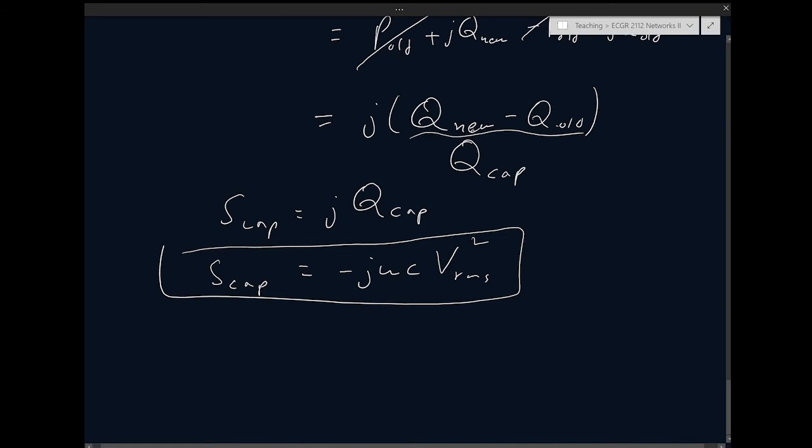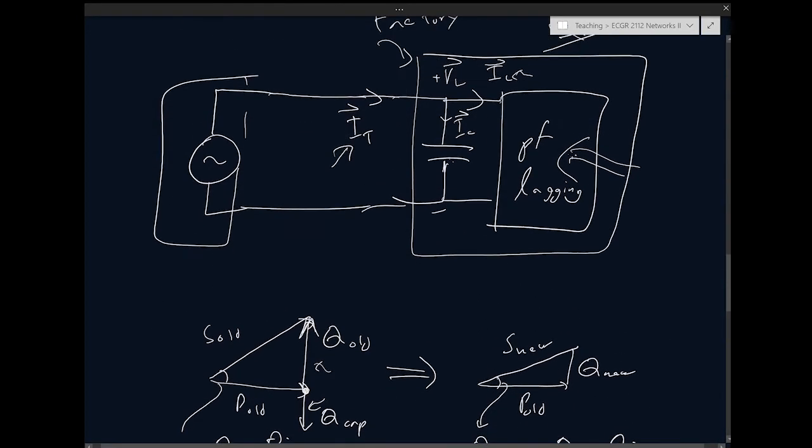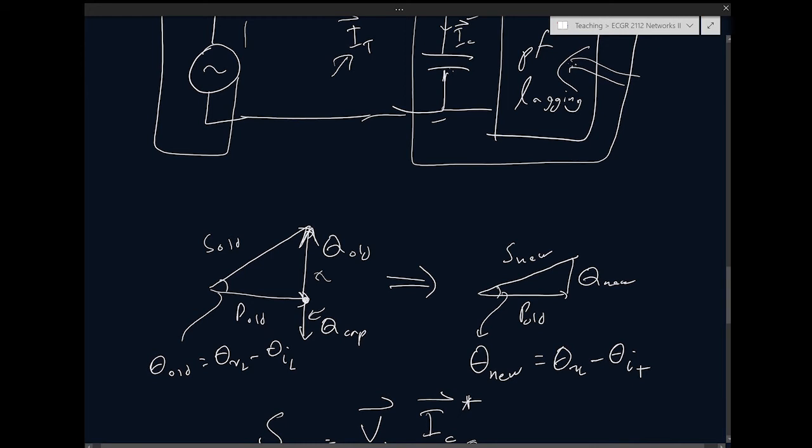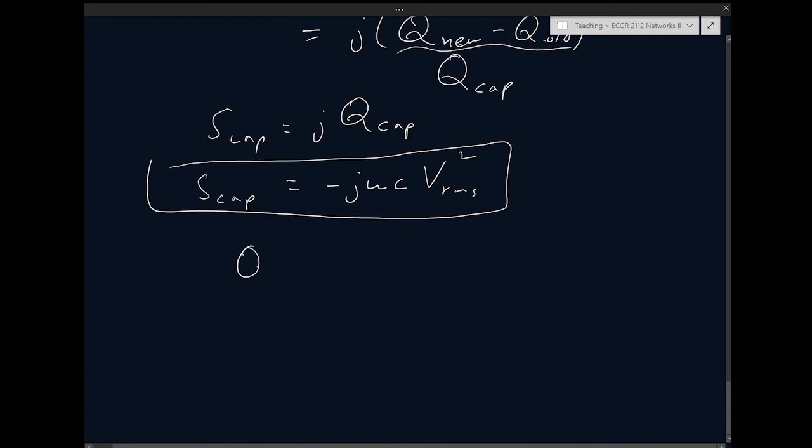Okay. And like I said, what's the whole goal of this? The goal of this is to reduce this angle. By adding the capacitor and going from Q old to Q new, we reduce the angle, and reducing the angle allows us to increase the power factor. So theta VL minus theta IT goes down. That leads to PF going up, and that's what we want. We want the power factor to improve.